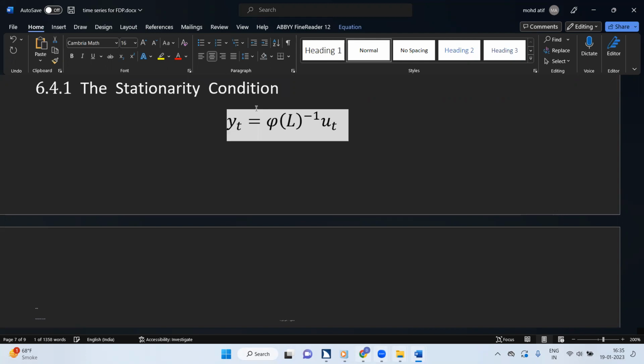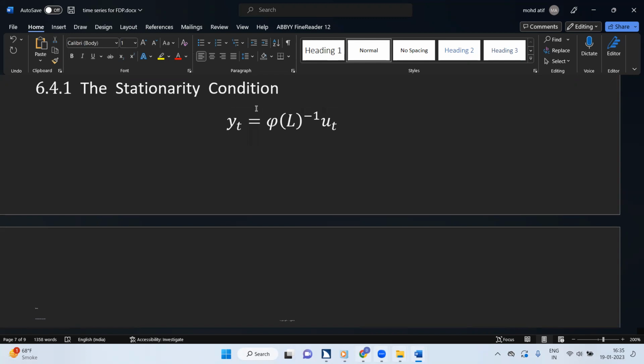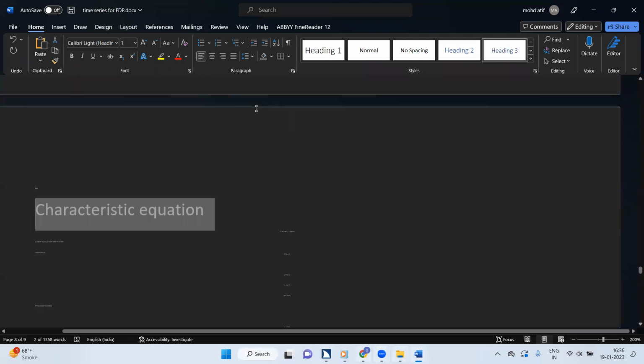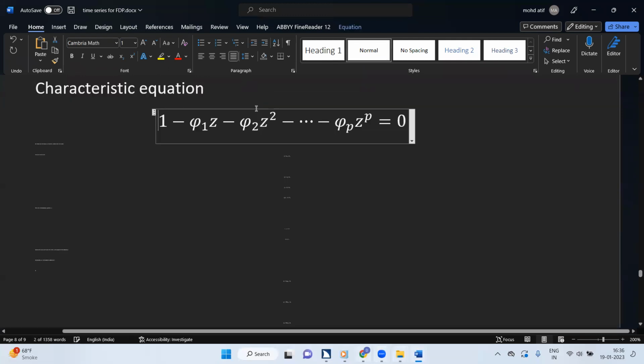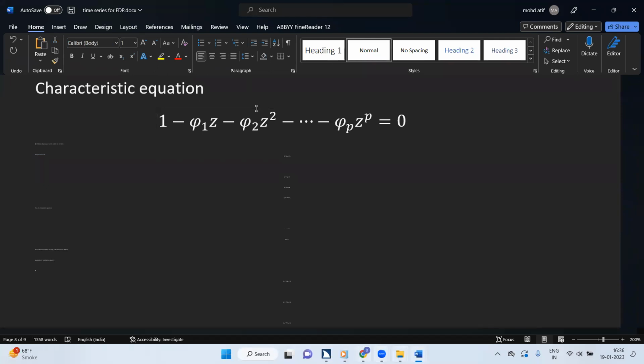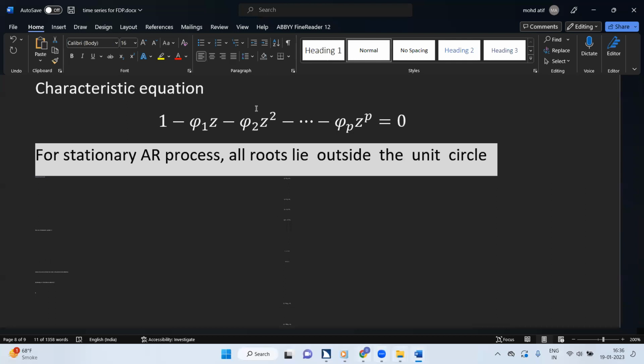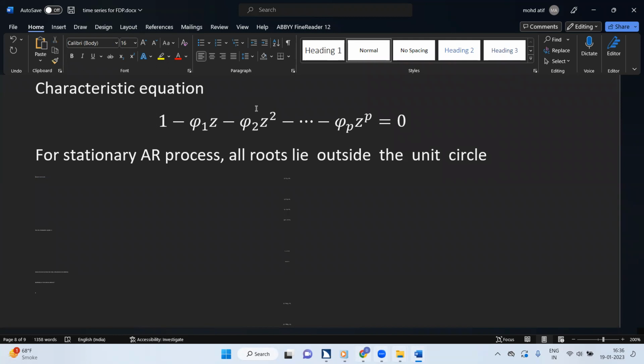So like this, yt is equal to phi(L) to the power of -1 into ut. This phi(L)^-1 will be a series of coefficients for ut. This will be used extensively. And this is our characteristic equation. I'm not going to discuss it, you just need to remember this. For a stationary process, all roots should lie outside the unit circle. But in some cases, the characteristic equation is defined the other way. In that case, roots should be inside the circle. So you need to consult your software for the way it has been defined.